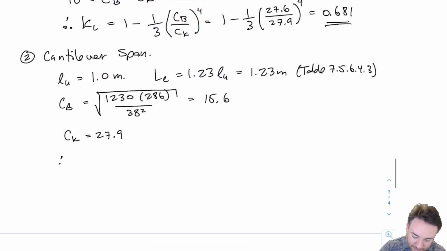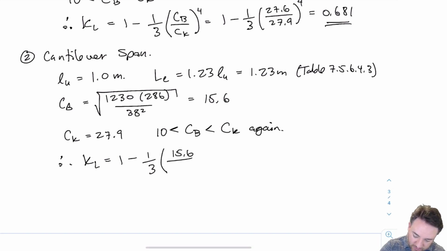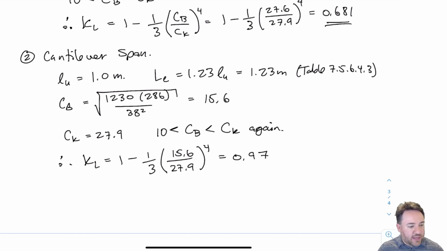So my CK is going to be the same because it's not affected by my span. Therefore, my KL is going to use the same equation as before, except with a different CB. I should just write out again that 10 is less than CB is less than CK. So I'm going to use 15.6 this time on the numerator. And I get 0.97. So my slenderness has gone down, and so my KL has gone up, because since my slenderness has gone down, I'm less subject to lateral torsional buckling. So therefore, my KL goes up. My strength for lateral torsional buckling goes up.